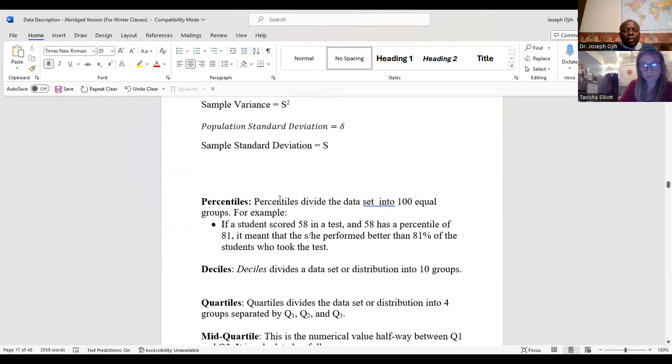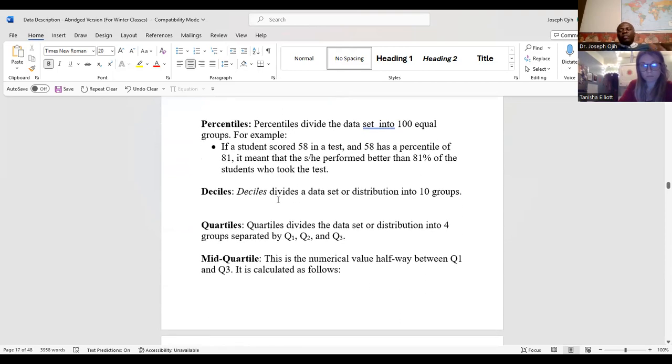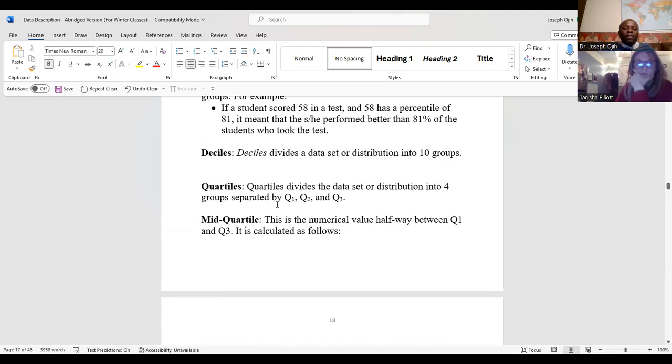For the percentiles, percentiles divide the data set into 100 equal parts. The deciles divide the data set into 10 equal parts. As a matter of fact, we won't be working with deciles, because one decile is the same as the 10th percentile. Once you get the 10th percentile, you have your first decile. But we're looking at quartiles. Quartiles divide the data set into 4 equal parts. The ones we're interested in are the first quartile, Q1, the second quartile, Q2, and the third quartile.